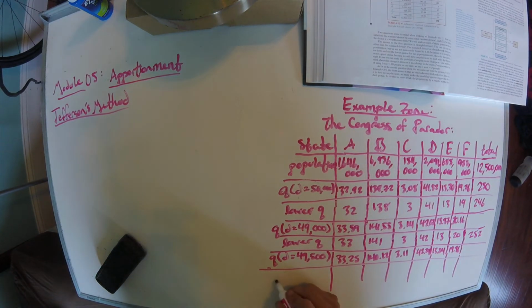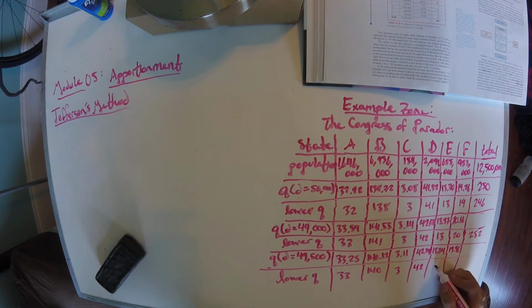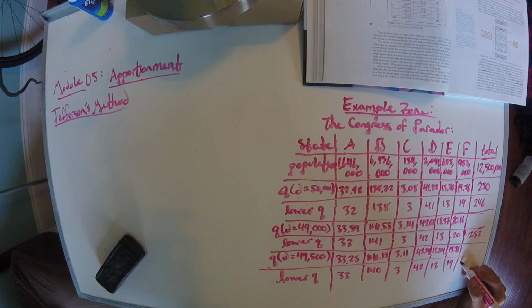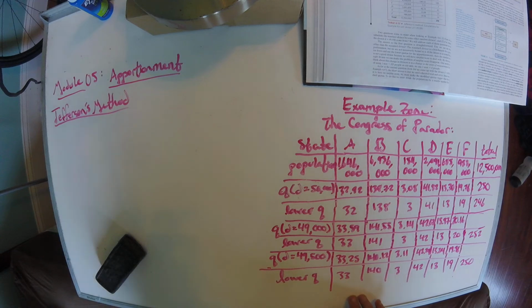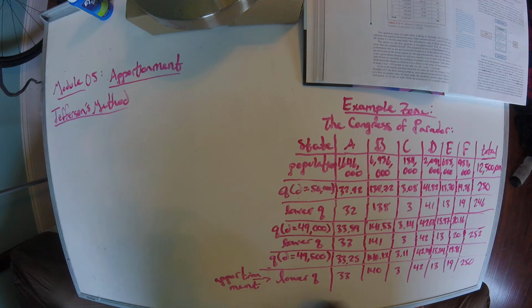And we're going to get, so lower Q. And so this is now 33, 140, 3, 42, 13, and 19. And this does in fact sum to 250. So we have found a divisor which gives us lower quotas that sum to 250. So this is now our apportionment. So this is an example.